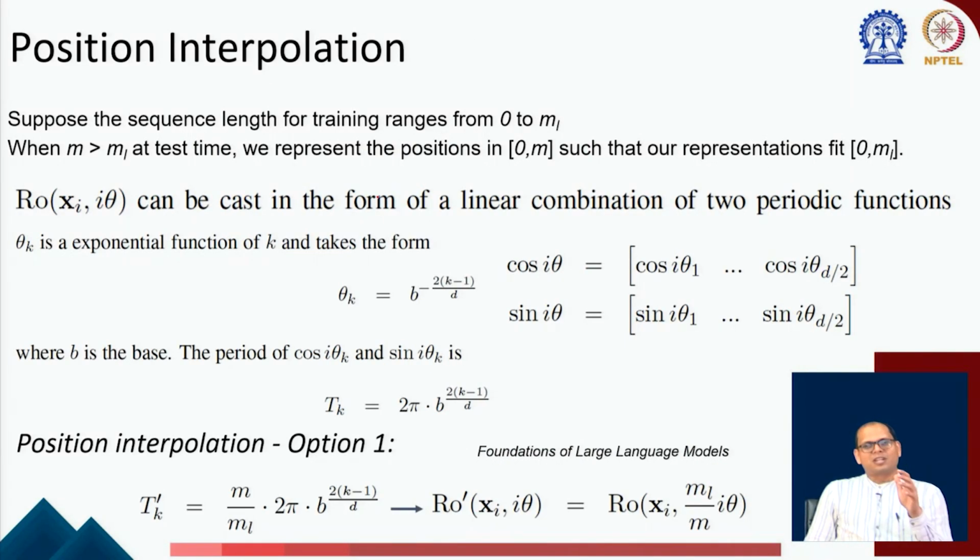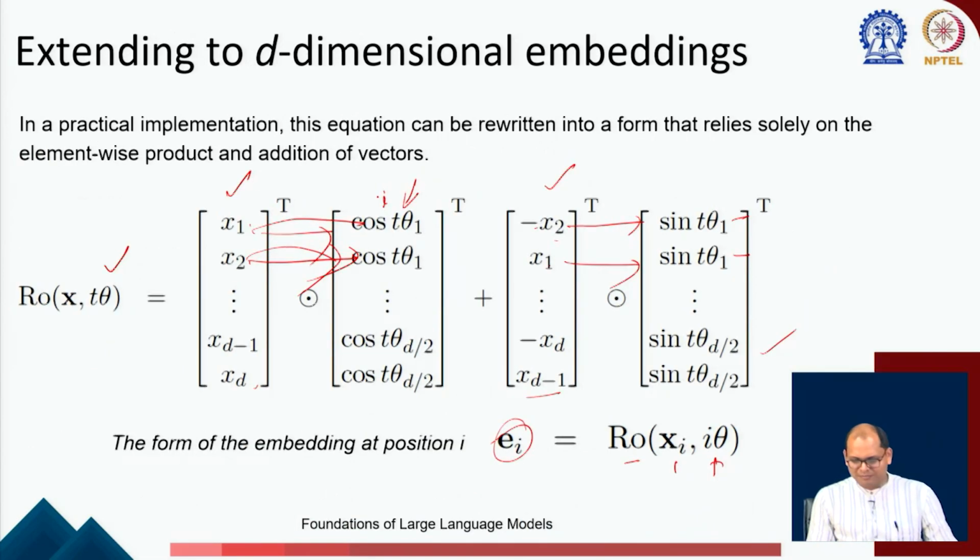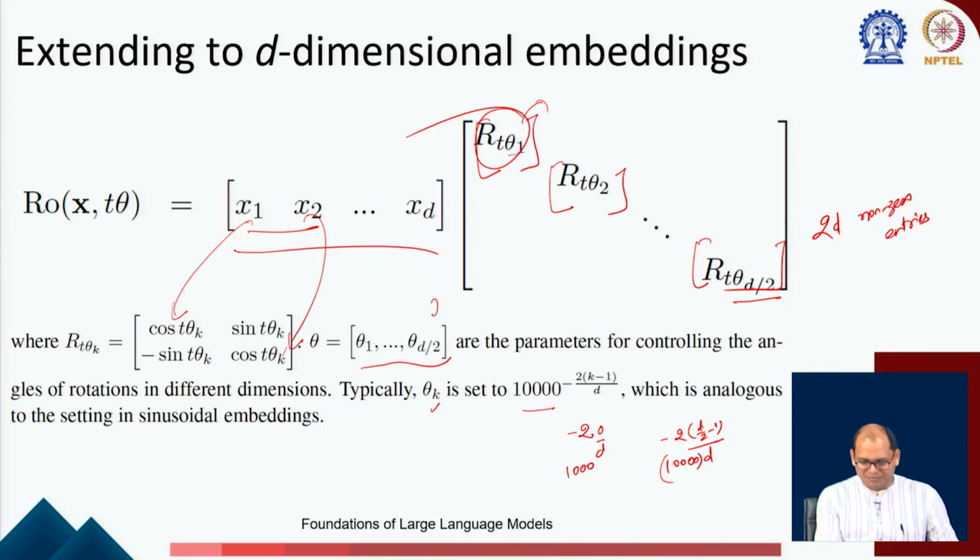Now, even here we are saying we have a fixed set of thetas. So, what if I want to extend it? Right now this is going up to only d by 2, there are only d by 2 angles. So, you can only go up to d by 2. What if I want to extend it beyond d by 2?